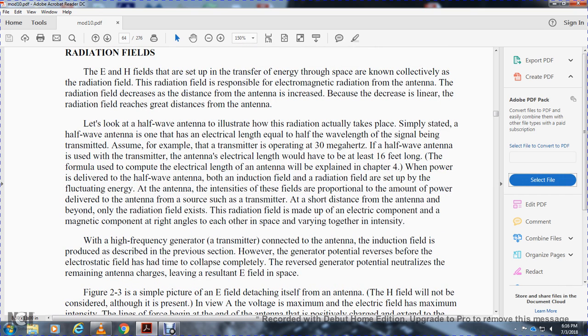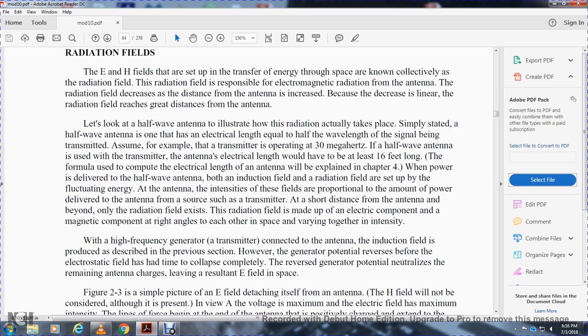Look at a half-wave antenna to illustrate how radiation actually takes place. Simply stated, a half-wave antenna is one with an electrical length equal to half the length of the signal being transmitted. Assume for the example the transmitter is operating at 30 megahertz. For a half-wave antenna, the electrical length would have to be at least 16 feet long. The formula to compute the electrical length of the antenna will be explained in chapter 4.